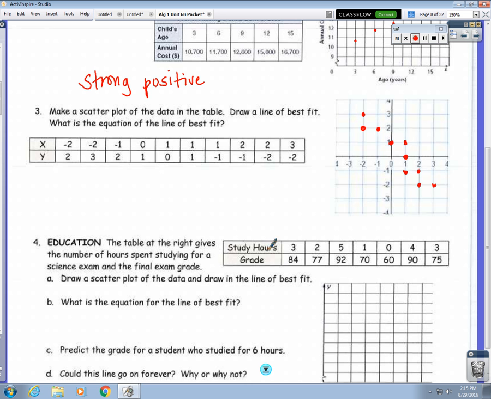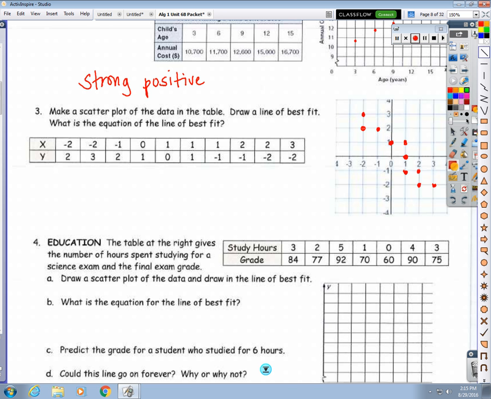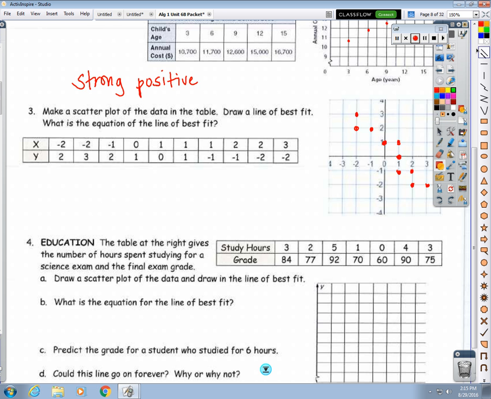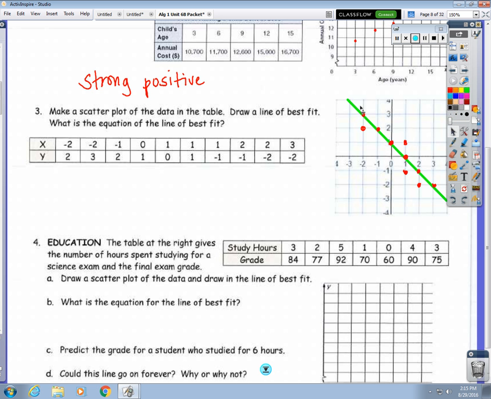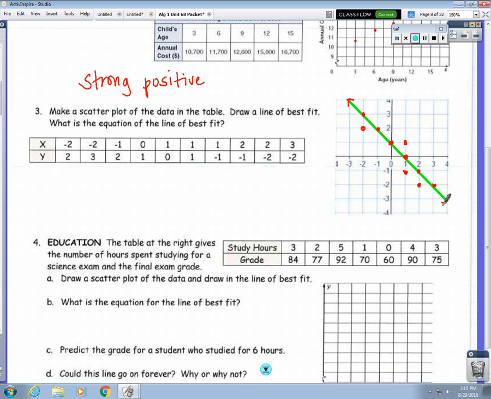Okay, now they want us to draw a line of best fit. What do they mean? Right, a line where you're trying to either go through the majority of the points or at least get close to it. Okay, so there's my line of best fit. Now, once I've drawn the line, they want us to write the equation of that line. Anytime they're asking for the equation of a line, what are they asking for?